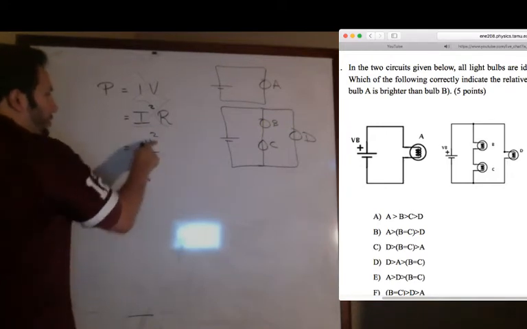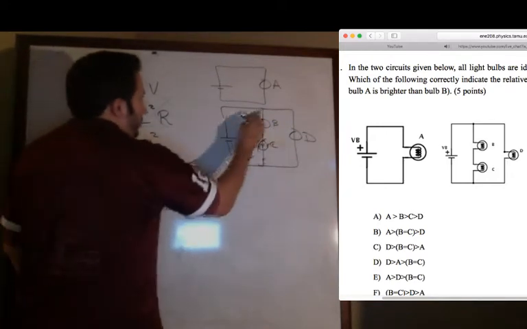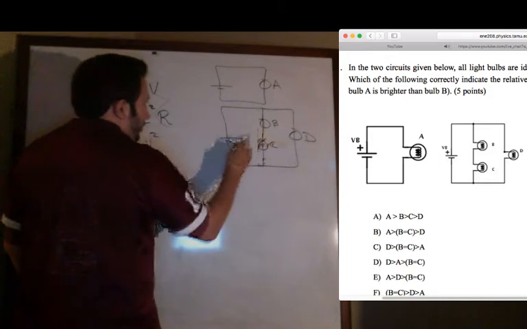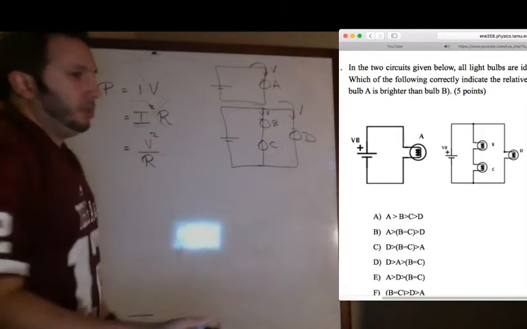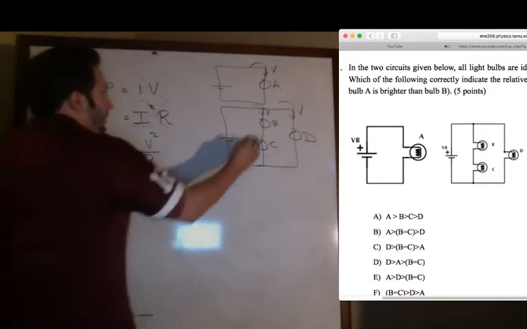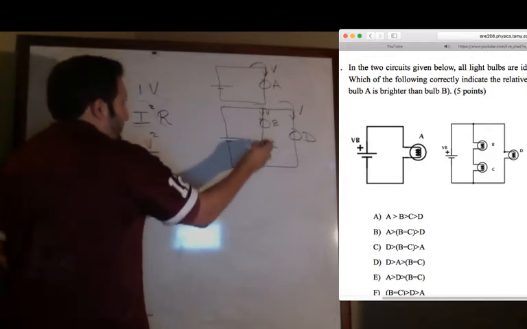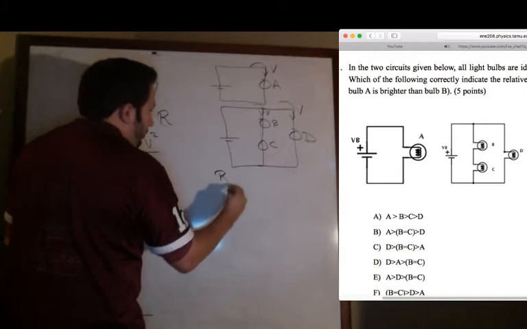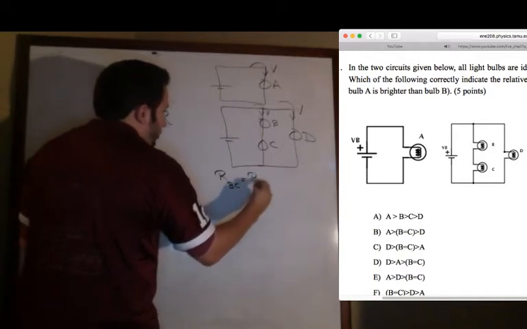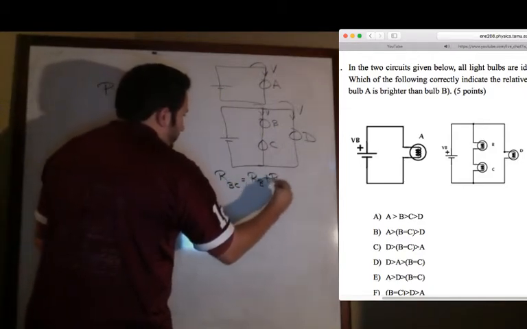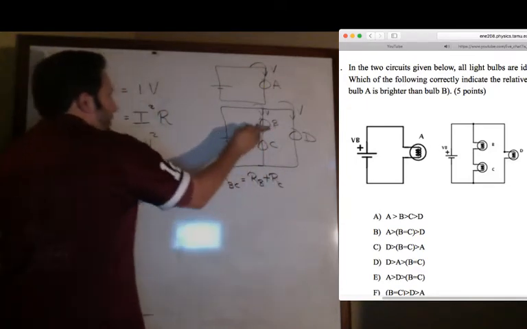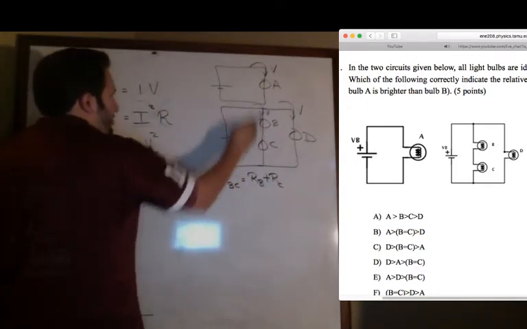Now, if power is equal to V squared over R, take a look at B and C. The same voltage that goes through here is the same voltage that goes through here, which is the same voltage that goes through here. So all we need to do is check the relationship between the resistors. Now here, B and C, these resistors are in series. If I want to find R_BC, it's simply R_B plus R_C. The point is this is going to be a higher resistance than A and D.